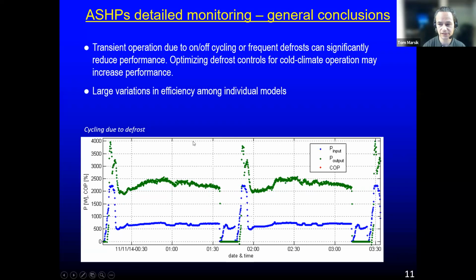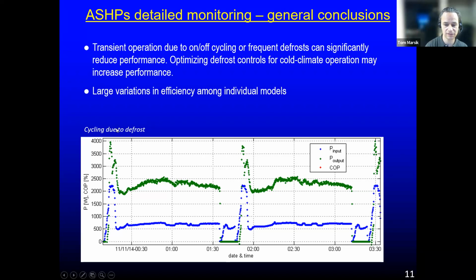So some general conclusions from this detailed monitoring. As you can see, the cycling of the heat pumps can significantly reduce performance. Optimizing the defrost controls can have a significant impact on improving the performance of the heat pumps. And you also saw there's a large variation in efficiency among individual models. So when you are selecting a heat pump, you do want to pay attention to the efficiency of the heat pump. And this graph just demonstrates what the cycling looks like.